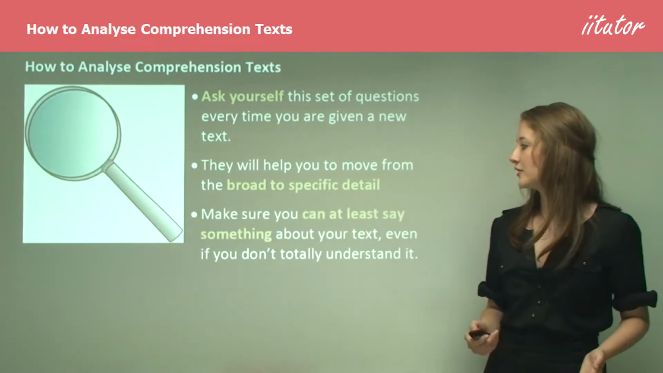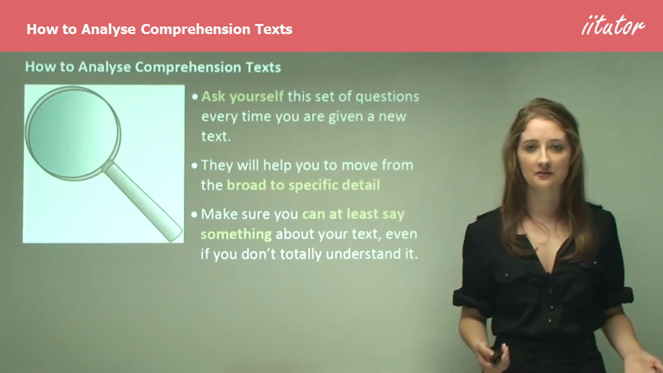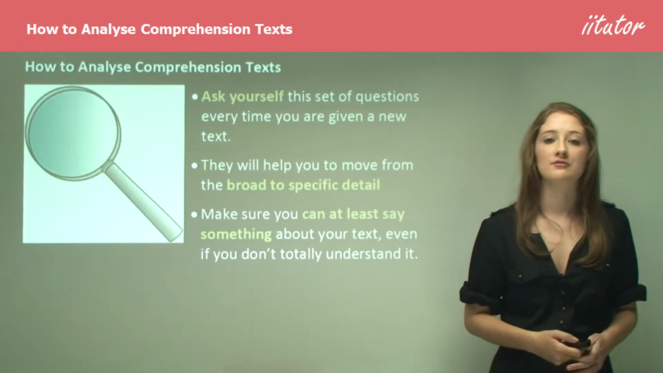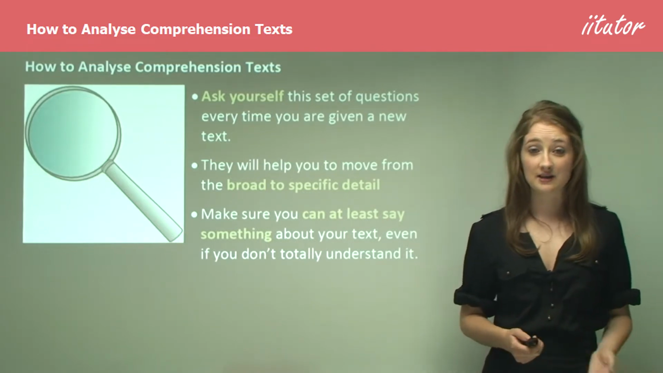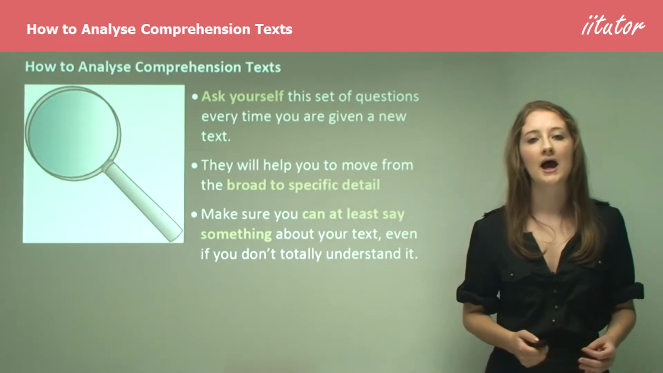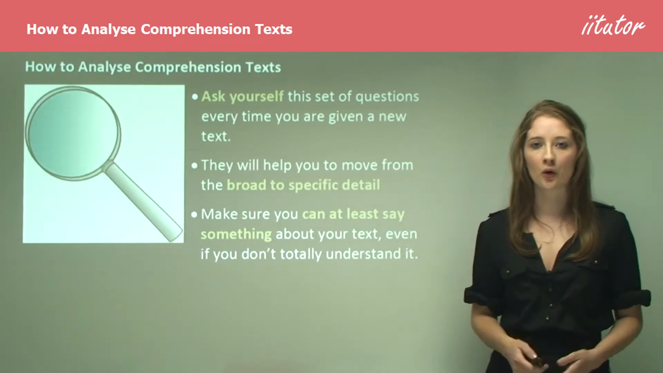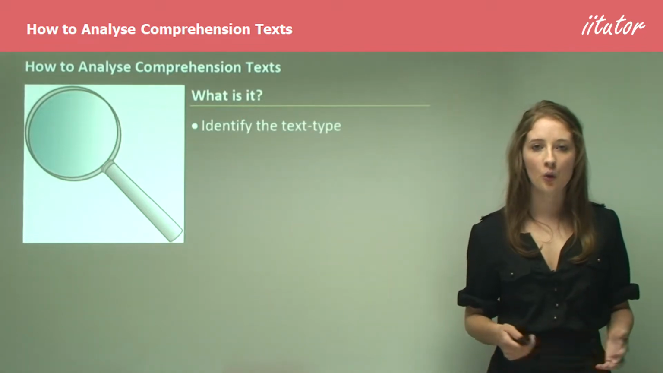Make sure you can at least say something about your text, even if you totally don't understand it. So while you might not have a complete understanding of the text, if you use broad ideas and then link it to specific examples, you're going to have something on the page and some ideas which the marker can award marks to. So, firstly you ask yourself, what is it?